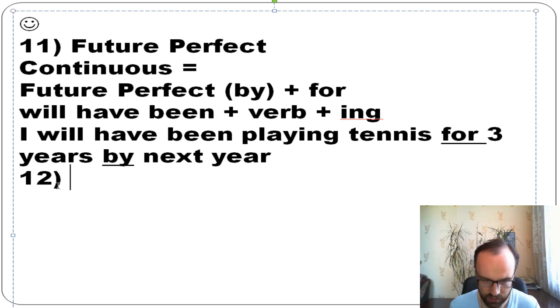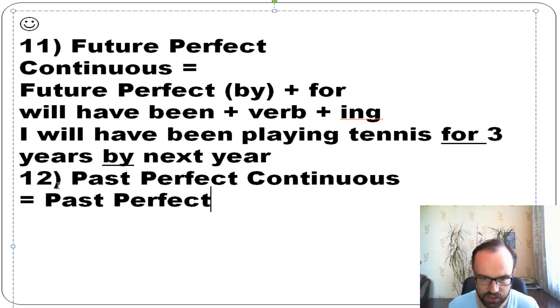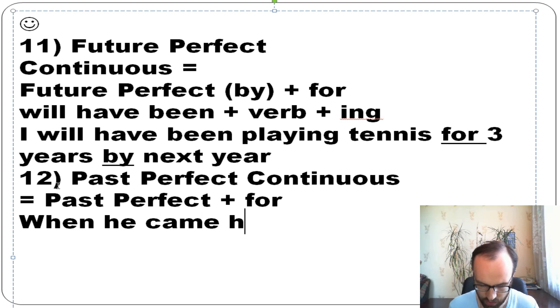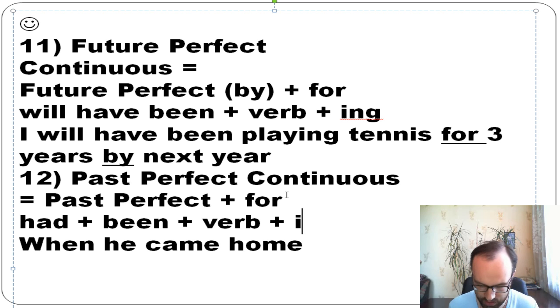And you know that there is one tense left. It's past perfect continuous. Actually, it's very similar to past perfect, but there is one difference. We use for, which tells us about the duration. For example, when he came home, and we use it this way: had plus been plus verb plus ing.